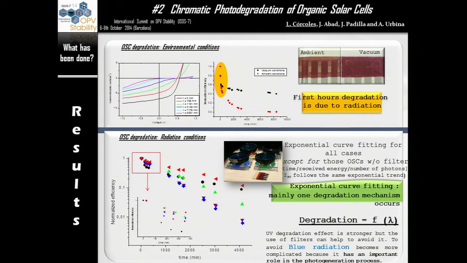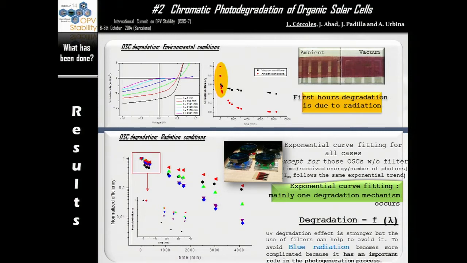So that gives us a first idea that mainly one degradation mechanism is occurring. Also, we found that the degradation is a function of wavelength, because we use different filters, trying to put only one wavelength in our devices. So for example, ultraviolet wavelength has the strongest effect in this sense, but we can avoid that with the use of filters.